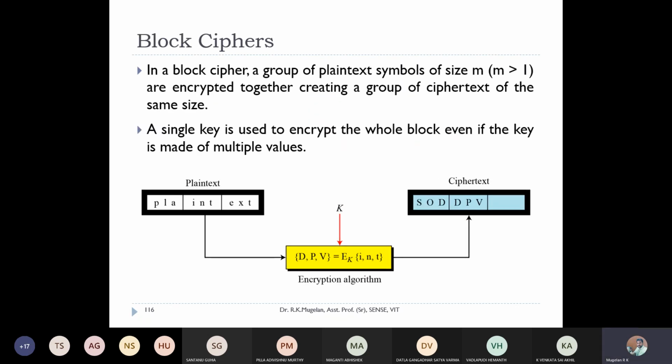Whereas if we go for a block cipher, like how we discussed about your Playfair cipher, your Hill cipher, these things come under block ciphers. That is, you'll be taking a block of symbols at a time. You'll be taking 2 to 3 characters or more than 3 characters as a single block, and this block size will always be greater than 1.